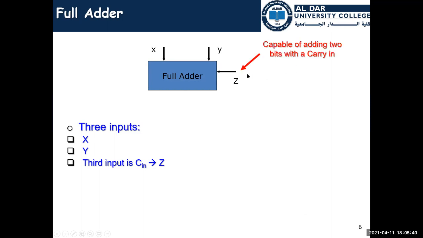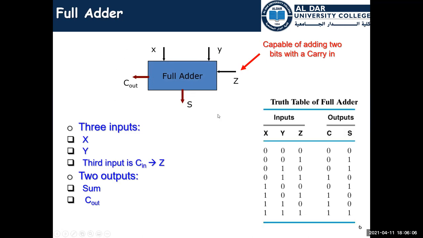Here, we can add carry in. If you see, we have three inputs. It's not two inputs as in a half adder, but this is a full adder. So it can have a carry in, with a sum, which is the result of addition, and the carry output, which is the carry that, maybe in the ripple binary adder, we can move to the next full adder. So this is the truth table of the full adder.